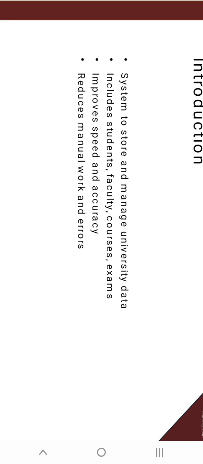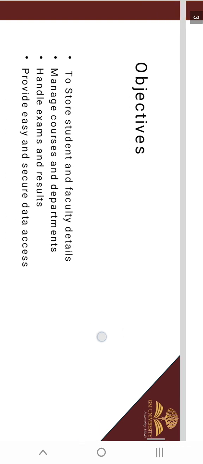A system to store and manage university data. This university management system, we use it to store and manage all the university data. This includes students and faculties and also courses and exams. So what is the use of this? It improves the speed and accuracy and also reduces manual work, and sometimes it's prone to error. That error also reduces.